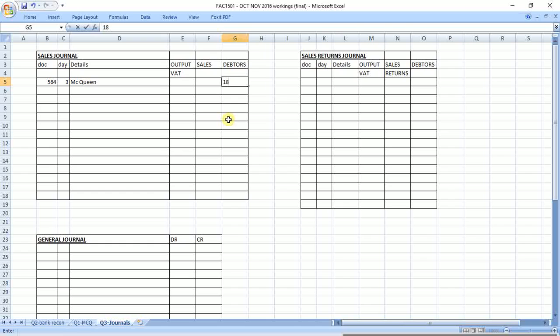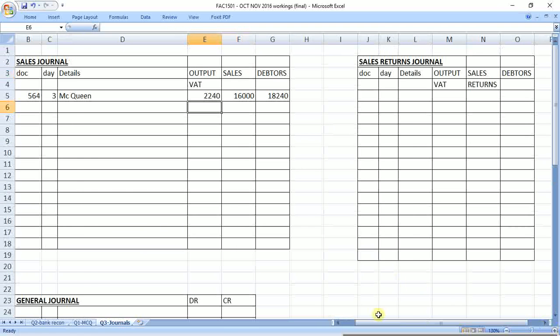Yes, 18,240. The VAT exclusive, so times 100 divided by 114, did you get that? No, I didn't work it out. Okay, divide by 114, 16,000. And then the difference is the VAT. Is that okay? Yes. Sure. Next one.